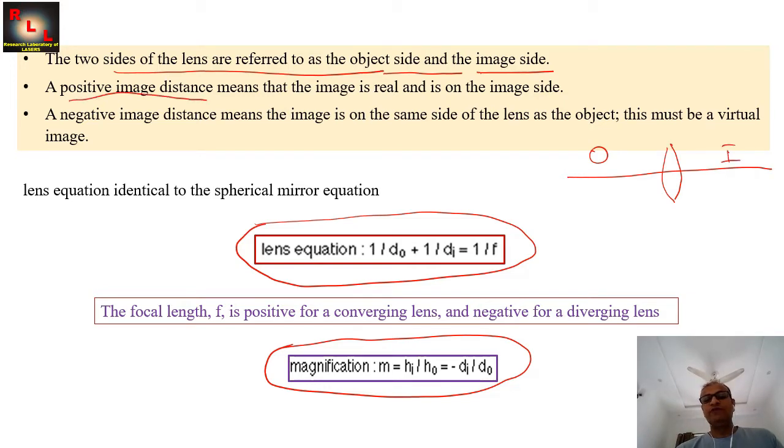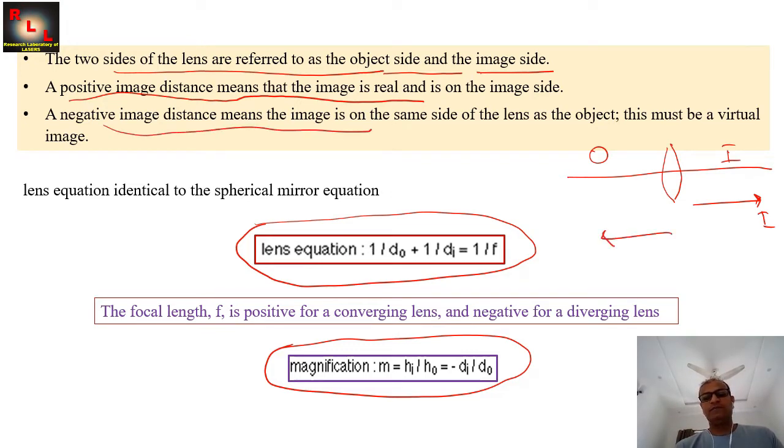Second point, a positive image distance means that the image is real. So the image is formed on this side, and if the image is formed on this side, it's real. A negative image distance means the image is on the same side of the lens as the object. If the image is formed on the object side here, then this image is virtual, it's not real. And this happens in the case of concave lenses.